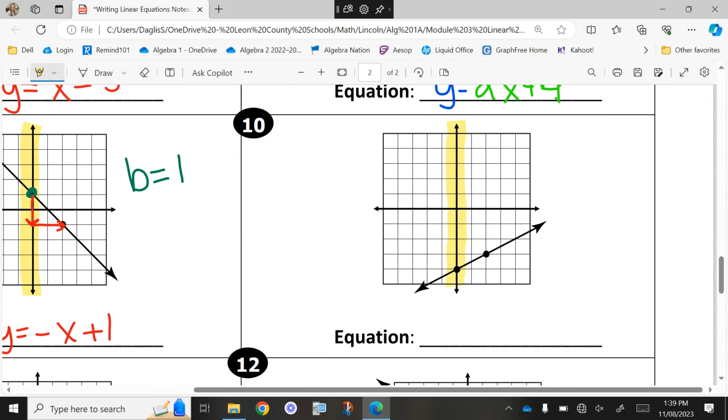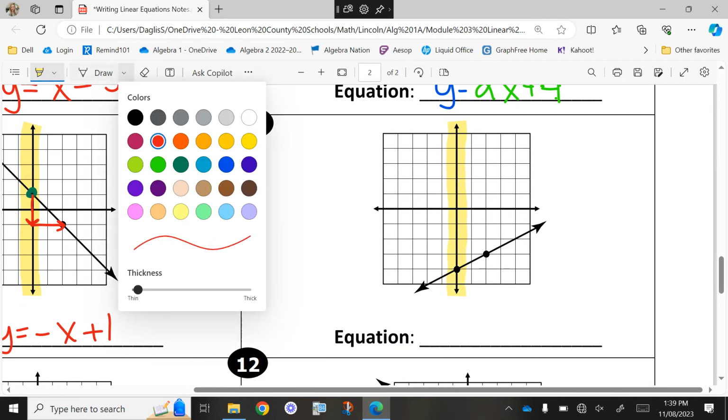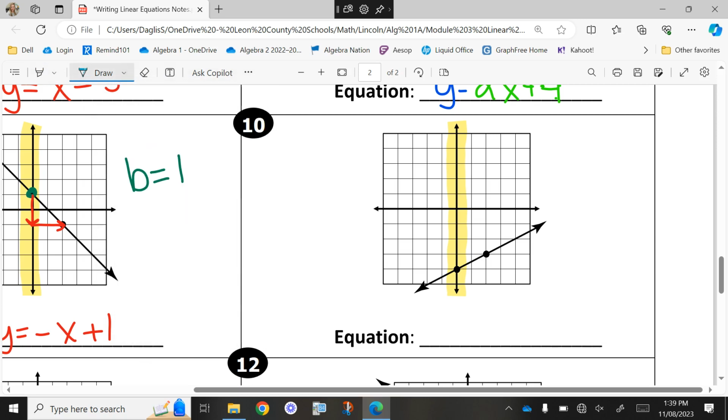Where is this line crossing the y-axis? Where are we crossing the y-axis on number 10? Negative 4. It's negative 4, not positive 4. And is that going to be the m or the b in my equation? It's going to be the b. So b equals negative 4.